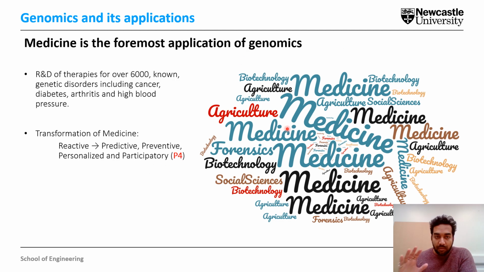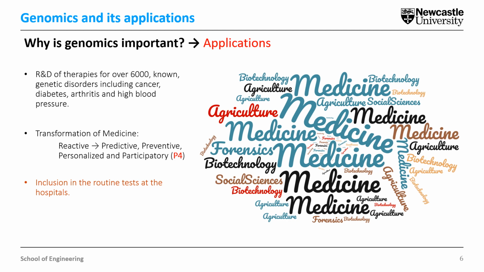However, the most important and foremost application of genomics is medicine, which includes research and development of more than 6,000 genetic disorders, including cancer, diabetes, arthritis, high blood pressure. It's also a front runner in undergoing transformation of medicine from reactive to predictive, preventive, participatory, and personalized form. This transformation is aimed at providing patient-tailored therapies to predict and prevent genetic diseases before symptoms appear, or in some cases even before birth. Many countries, including the UK and US, are planning to sequence very large proportions of their population and also include genomics in the routine test.